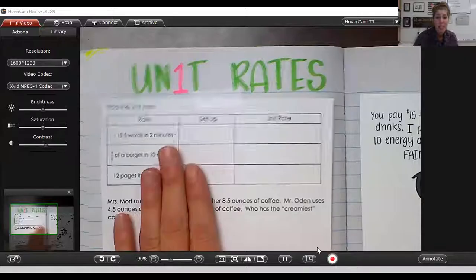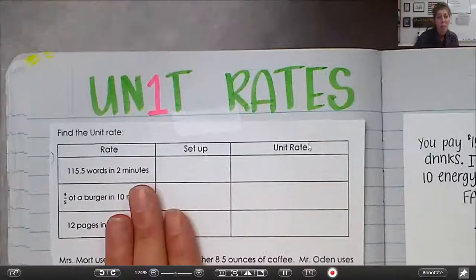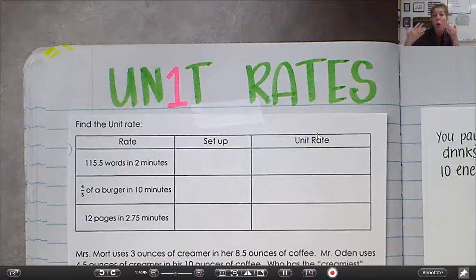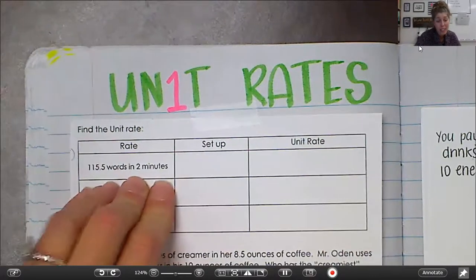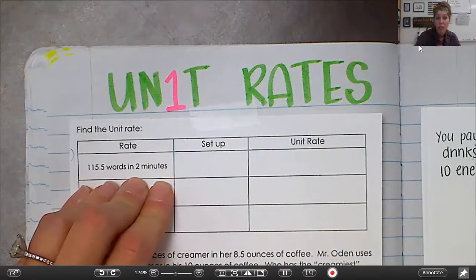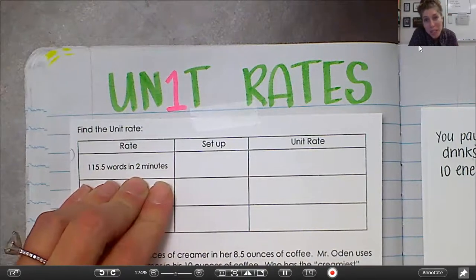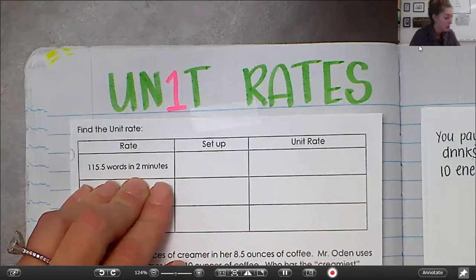So a unit rate, and I'm sharing my screen with you here, is a specific type of rate where we compare something to one, right? MPH, miles per hour, is the amount of miles that someone can travel in 1 hour going that speed, right? Or in this case, our first rate, I can tell you that a particular student types 115 and a half words in 2 minutes. Probably not the best example because I bet you guys half words doesn't count, but that's your math teacher not knowing any better.